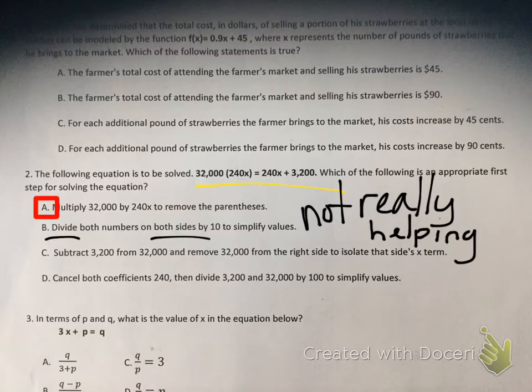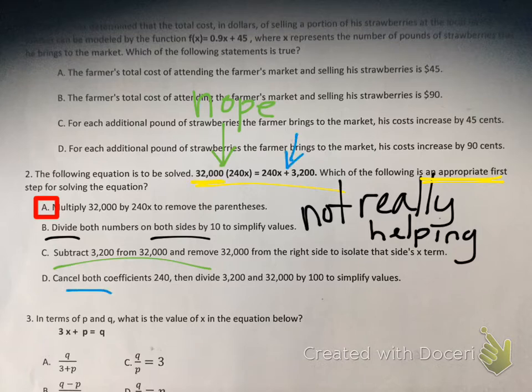You could do that, and all that would really accomplish is that the 0 right there would cancel, and then you would cancel a 0 from both the 3200 and the 240x on the other side. But that's really not going to get you anywhere helpful, so it's not the most appropriate thing to do first. Choice C isn't a good option because it's asking you to subtract 3200 from 32,000, but you really can't do that because there is a multiplication dot in between the 32,000 and the 240, and that multiplication dot will prevent you from subtracting from the 3200.